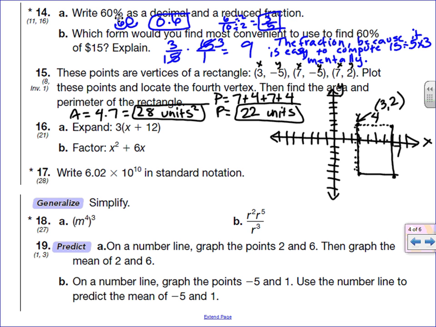Expand means to use the distributive property and multiply the 3 through. You keep what's in between, so I do 3 times x, and then plus 3 times 12. 3 times x we just write as 3x. 3 times 12 is 36.